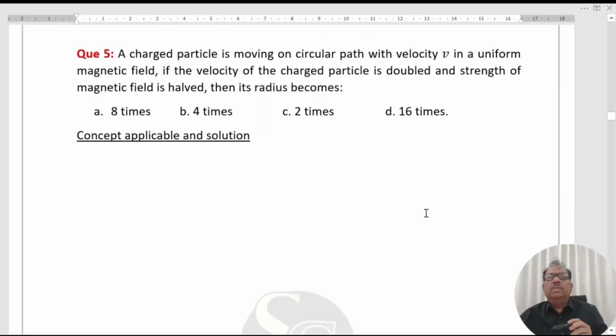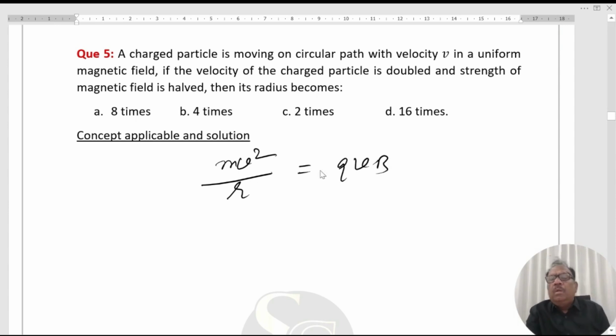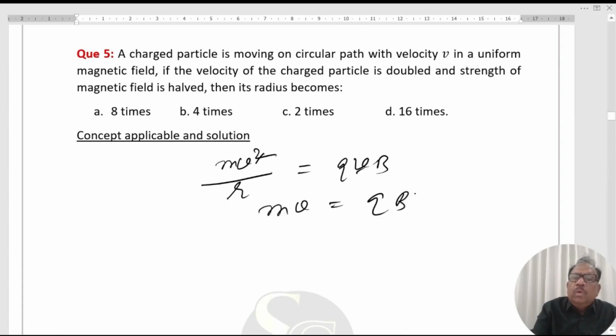A charged particle is moving in a circular path with a velocity v in a uniform magnetic field. If the velocity of the charged particle is doubled and the strength of the magnetic field is halved, then what does its radius become? We know when a charged particle enters a uniform magnetic field perpendicular to the direction of the field, it moves in a circle. In this case, the centripetal force will be provided by the magnetic force QVB. So mv square by r equals qvb, so mv comes out to be qbr.